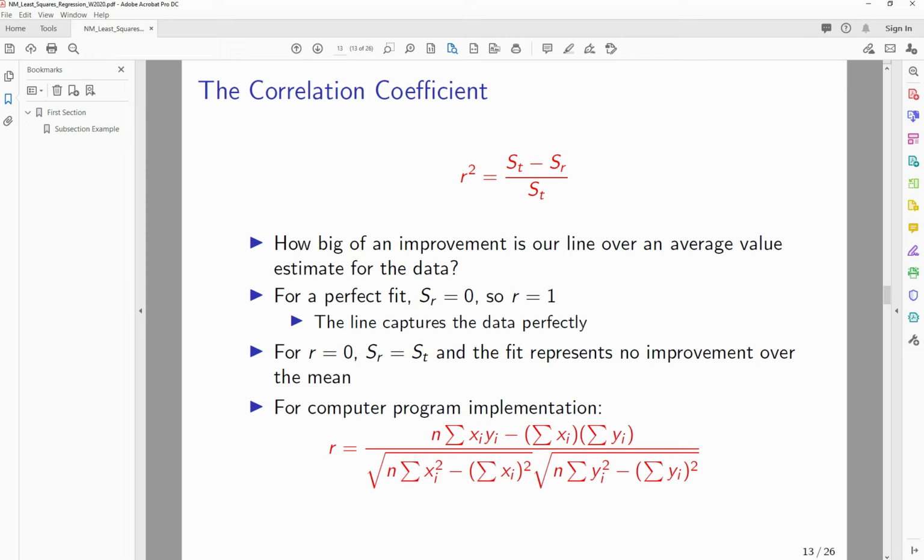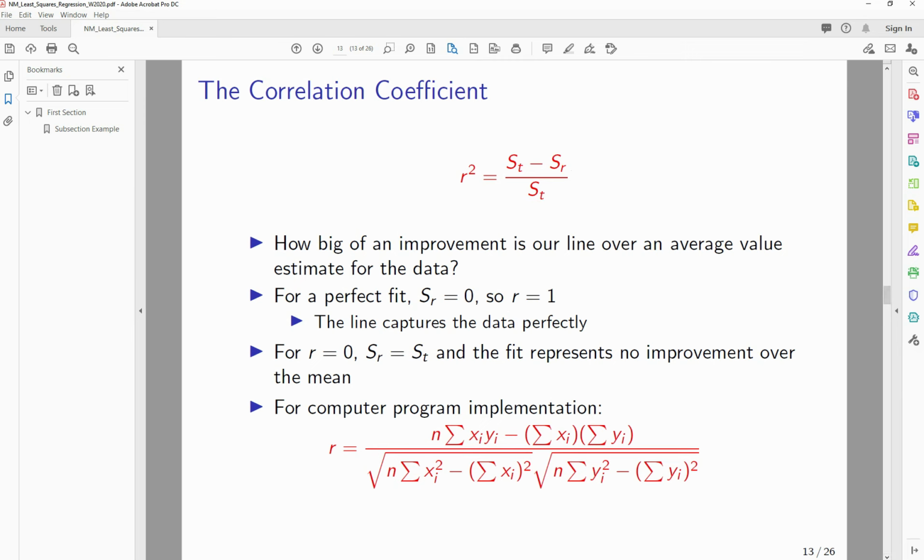So for example, if we have a perfect fit, which means that all of our data points fall directly on the line, all the residuals are equal to 0, which means the square of those residuals is equal to 0, and therefore the sum of all those squared residuals is equal to 0. That means this term right here goes to 0, and we're left with ST over ST, which is equal to 1, right here.